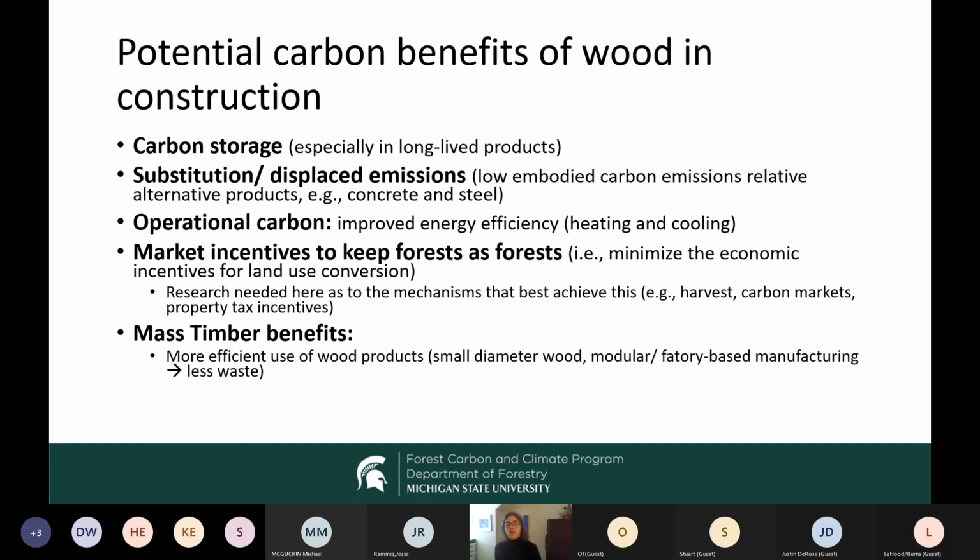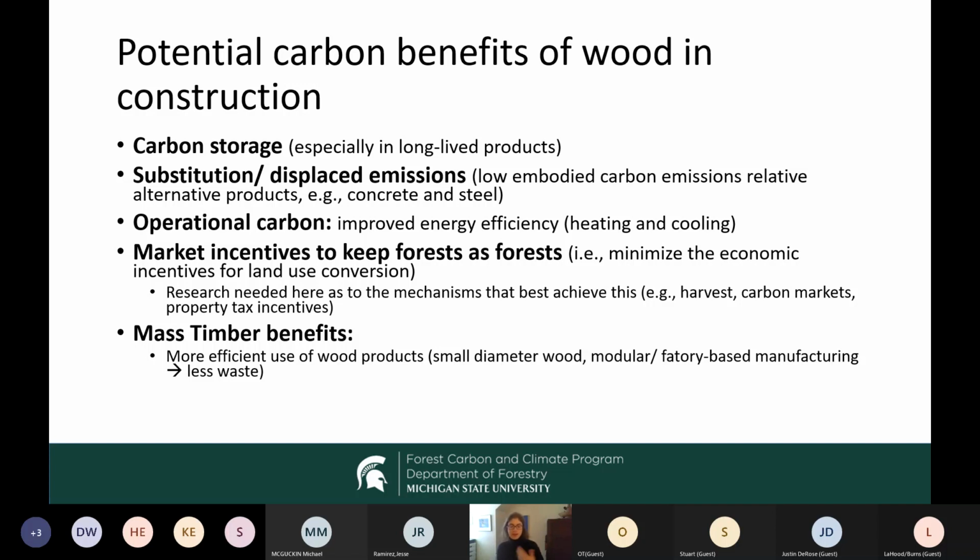So, to recap some of this, the potential carbon benefits of wood in construction are: one, carbon storage. Again, that 50% of the dry weight of wood, it sticks around there. So we have this direct carbon storage. The second thing is this substitution or displaced emissions, especially for concrete and steel. And then also improvements in terms of operational carbon that we haven't yet really talked about, but there is evidence to suggest that wood buildings, especially, this has been studied a lot with mass timber buildings, have improvements in energy efficiency. So it's less energy intensive to heat and cool the buildings, which equates to emission savings over the lifetime of that building.